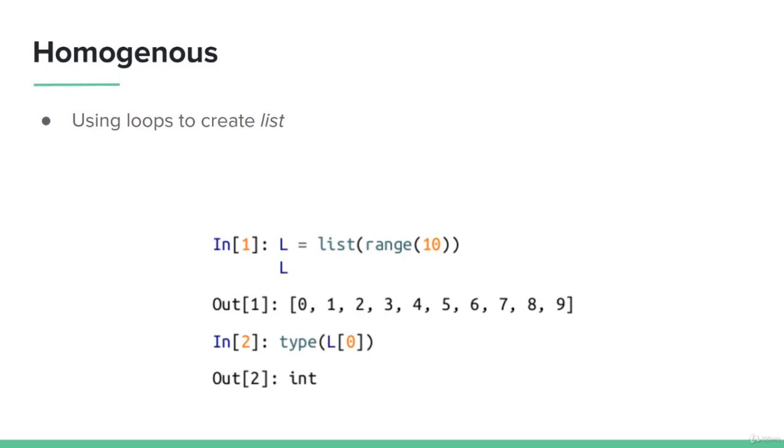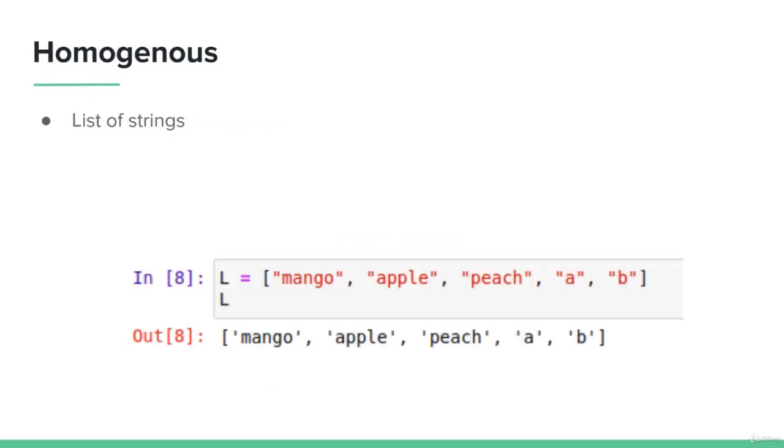And if you want to check the type, we have seen this syntax before. If we want to find out the type of any data structure, we use the type function, and we find that the type of the value at index 0 is integer. And we can extend the same concept to other values as well. As you can see in this example, we have a list of strings which contains words as well as alphabets.